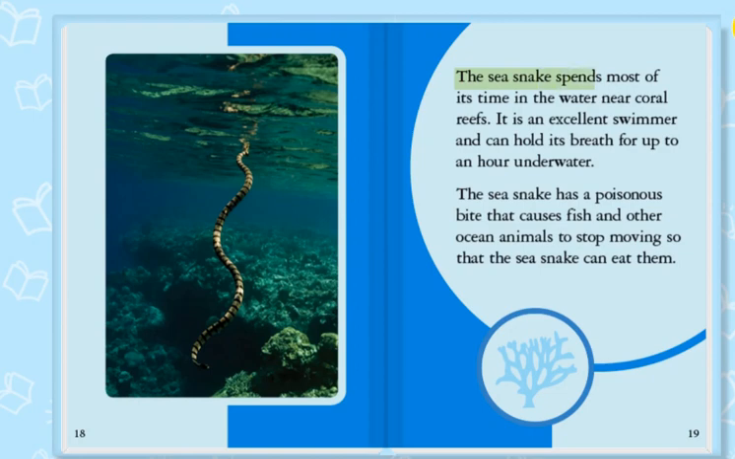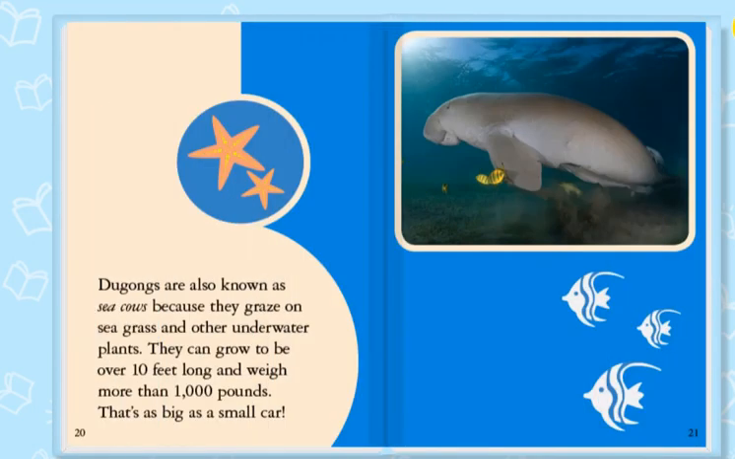The sea snake spends most of its time in the water near coral reefs. It is an excellent swimmer and can hold its breath for up to an hour underwater. The sea snake has a poisonous bite that causes fish and other ocean animals to stop moving so that the sea snake can eat them. Dugongs are also known as sea cows because they graze on seagrass and other underwater plants. They can grow to be over 10 feet long and weigh more than 1,000 pounds. That's as big as a small car.